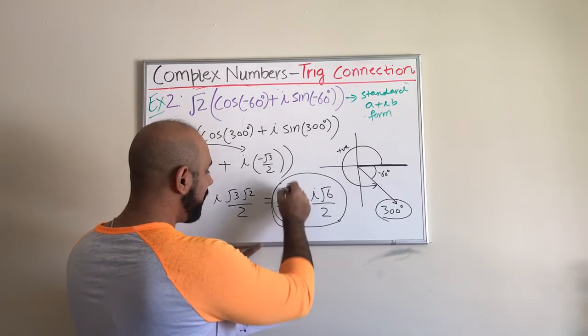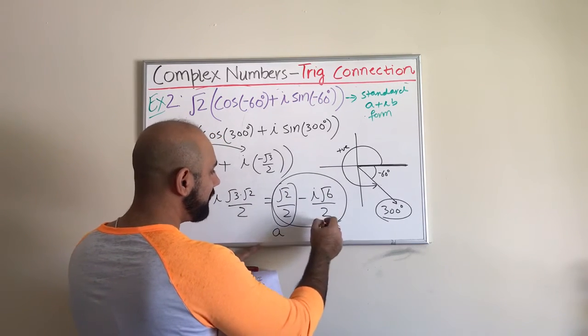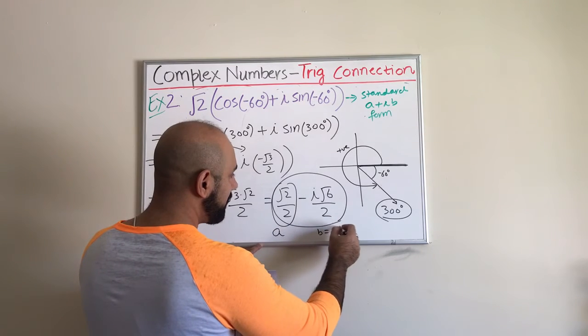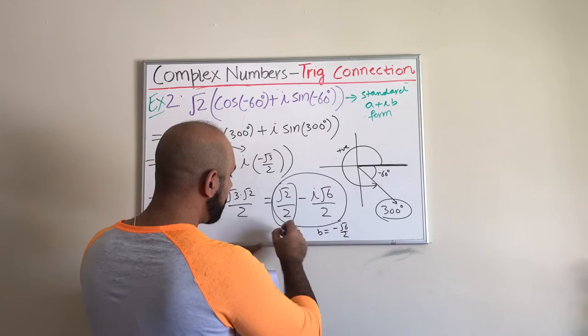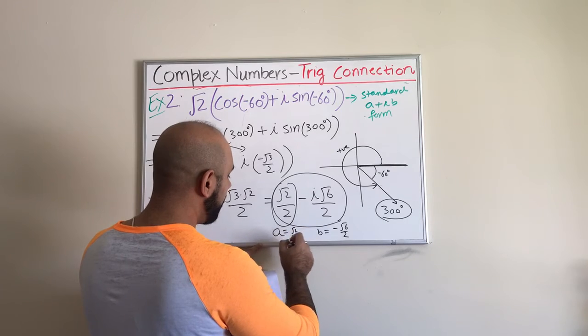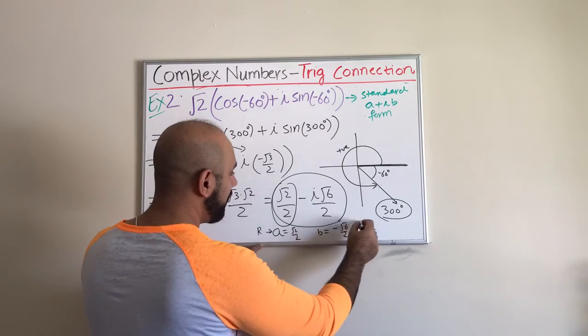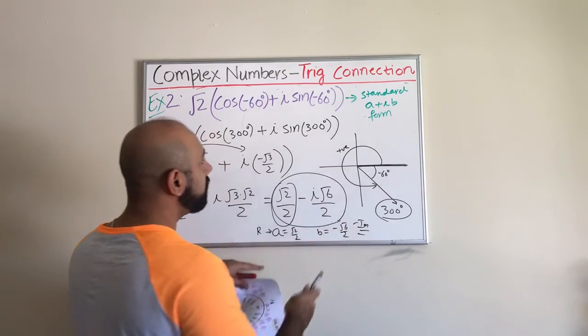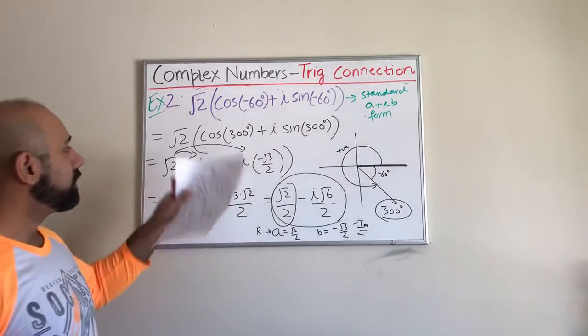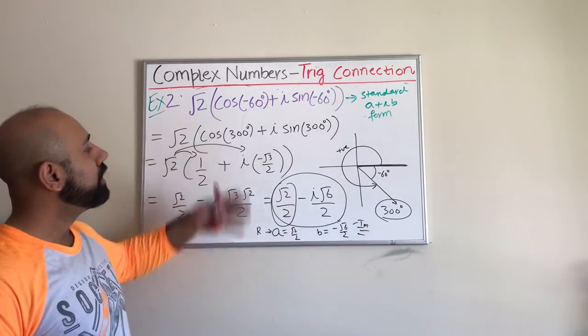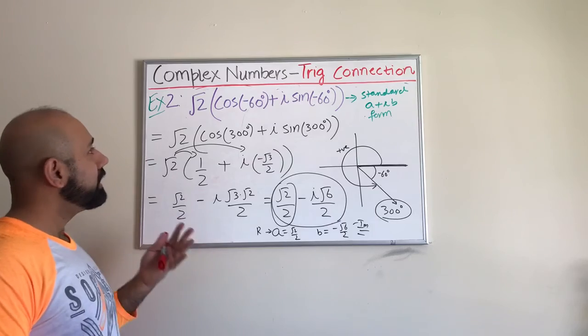We can see the real part a, and this is my imaginary part b, which is negative radical 6/2. So a is radical 2/2, the real part, and then this is my imaginary part. So we were able to convert this complex number from trig form to the standard form. Okay, guys, this is example 2.